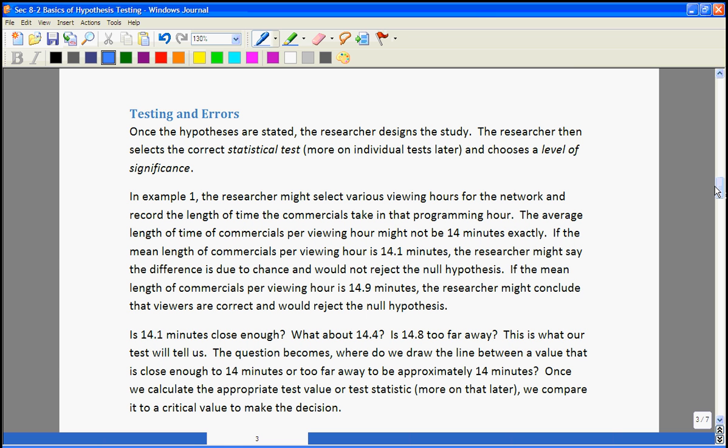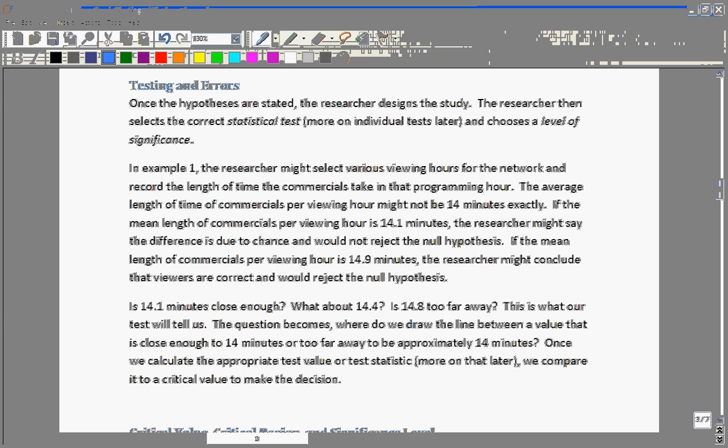Once the hypotheses are stated, the researcher, and in that case that'll be us, designs the study. The researcher then selects the correct statistical test, which we'll get into more detail later, and chooses a level of significance. I believe I chose to do errors in a separate section, so we'll just say this section is on testing.